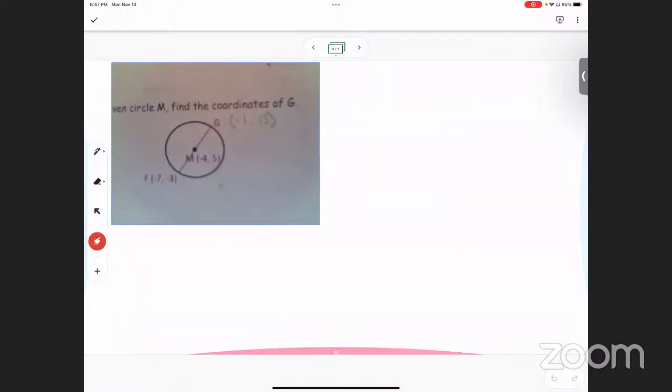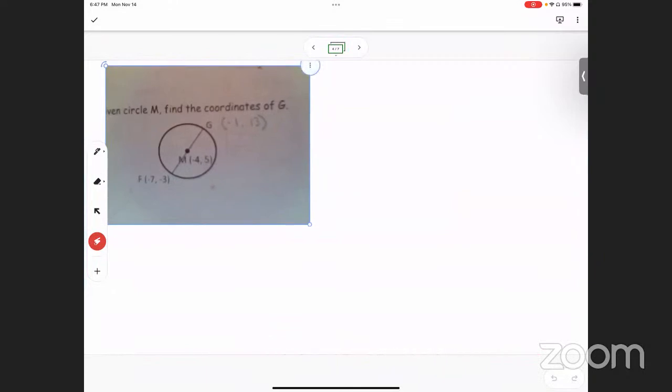Sorry for taking so much longer to comprehend that, but I think these ones are all algebra, so we should go through them a little faster. Okay, find the coordinates of G. So endpoints, the way endpoints work.